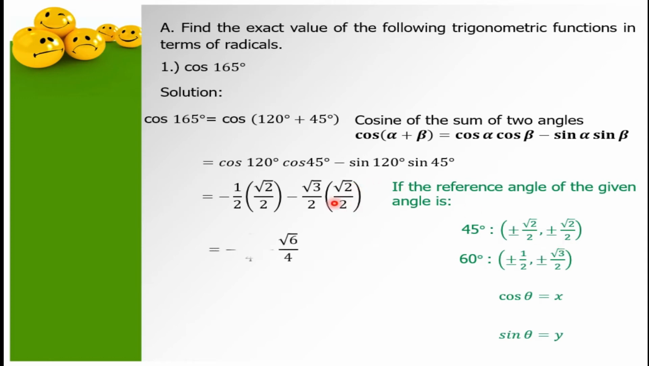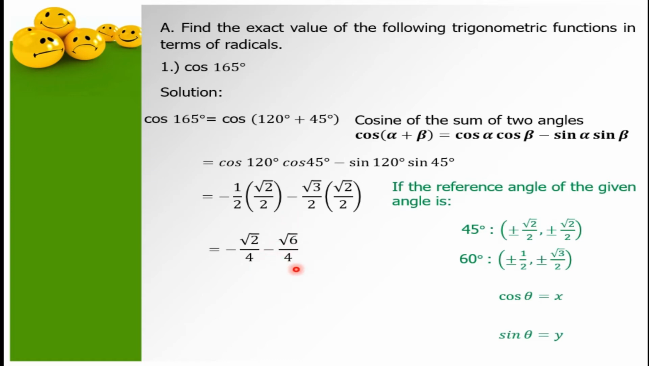By simplifying, we have, so multiply 1 times square root of 2, that is square root of 2. 2 times 2 is 4. Negative times positive, that is negative. Square root of 3 times square root of 2, that is square root of 6. 2 times 2, that is 4. So, we have minus or negative square root of 6 over 4.